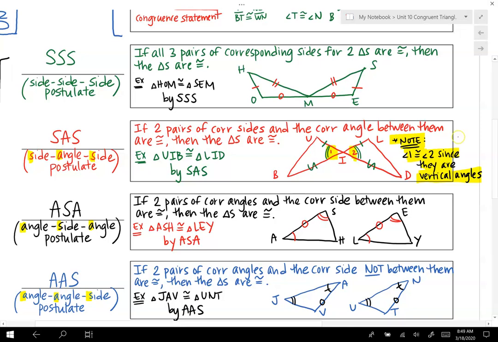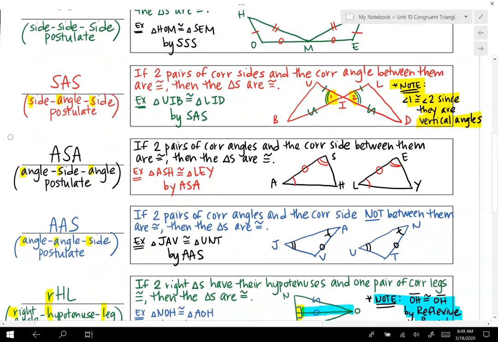And if you notice what I highlighted right here, note angle 1 and angle 2 in this picture are always vertical angles, which means they are always congruent to each other. So that's something I don't need to tell you when you look at a picture. You just have to know that when you see the vertical angles, you can mark them congruent, okay? Old stuff from back in the day when we were younger. Angle side angle. If 2 pairs of corresponding angles and the corresponding side between them are congruent, then the triangles are congruent. So triangle ASH is congruent to triangle LEY by angle side angle, because we have 2 sets of angles congruent and the side in between them, or the included side.